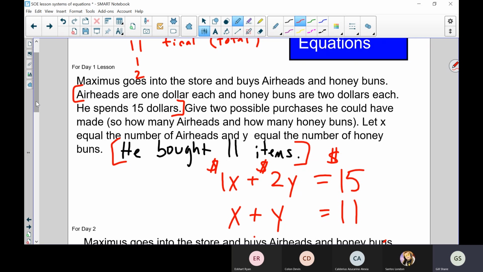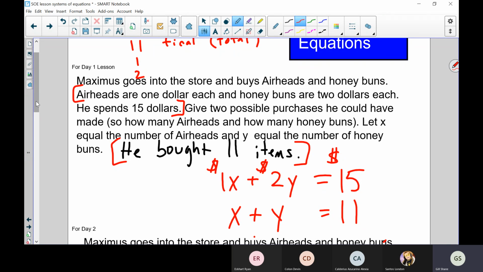So again, if you read this back to yourself, you know what X stands for. You know what Y stands for. Replace those variables with the words that you have literally written down. I told you what they were. You don't even have to figure it out. So replace the variable X with the number of airheads, and Y is the number of honey buns. So the number of airheads plus the number of honey buns, should that be 11 based on the word problem? Well, yeah, if I add up all of that, it should be a total of 11 items.